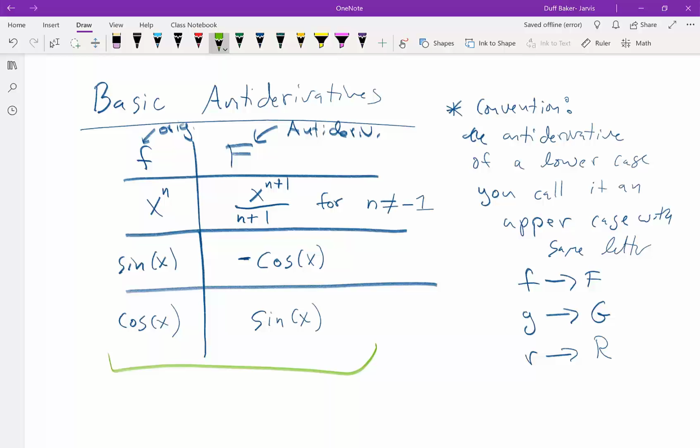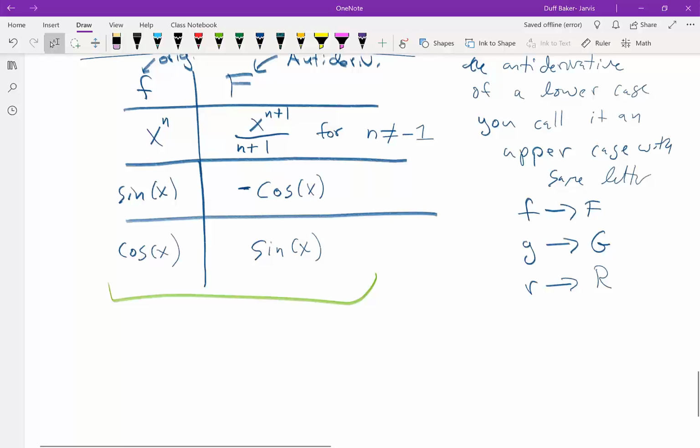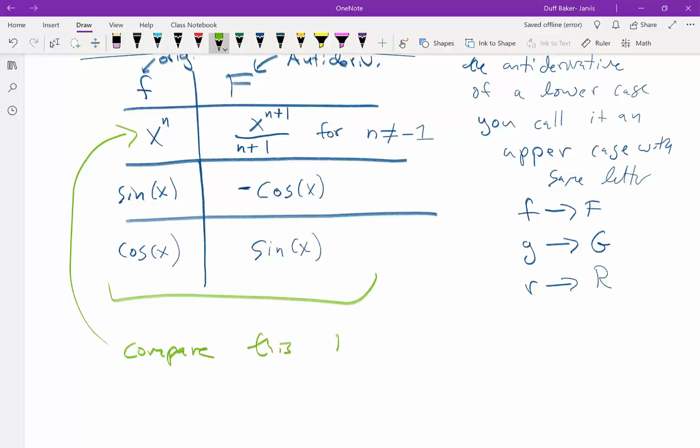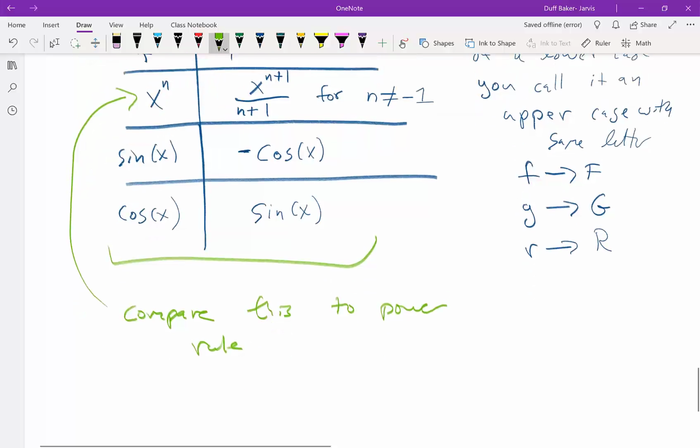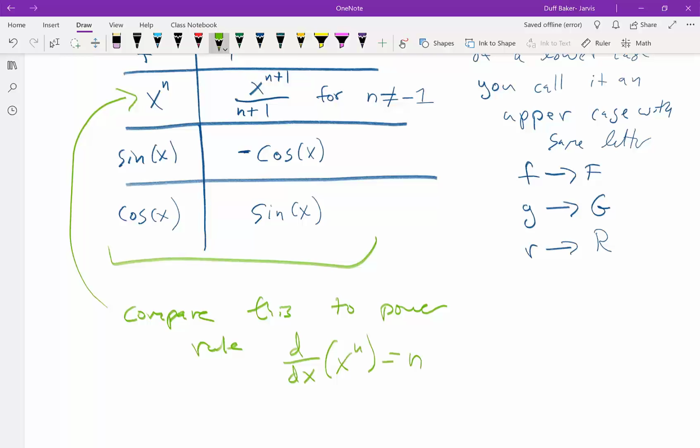Another thing I can mention is if you look at this top one, compare this to the power rule for derivatives, because this is supposed to be somehow the opposite of the power rule, right? So the power rule said that the derivative of x to the n was n x to the n minus 1. So you could think of that as saying, bring down the power, then subtract 1 from the exponent.